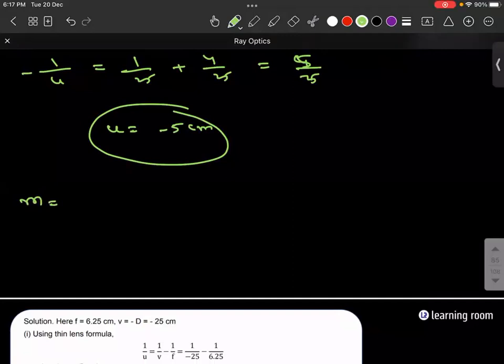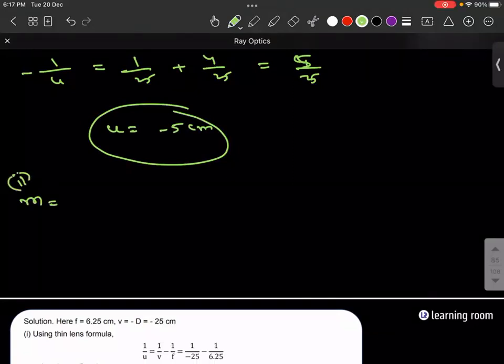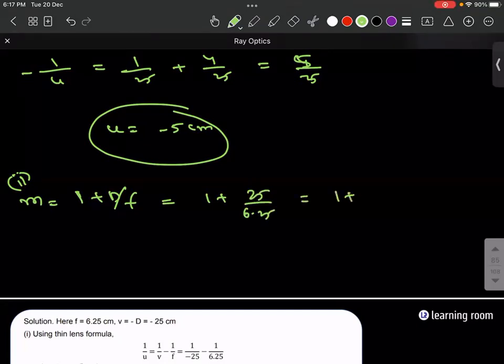This is where the object is to be placed. So calculating the value of magnification in the second case, we will get M is equal to 1 plus D divided by F. So it is going to be 1 plus capital D, which is 25, divided by F, which is 6.25. So it will be 1 plus 25 into 4 divided by 25. This and this will get cancelled. So 5 will be the magnification.